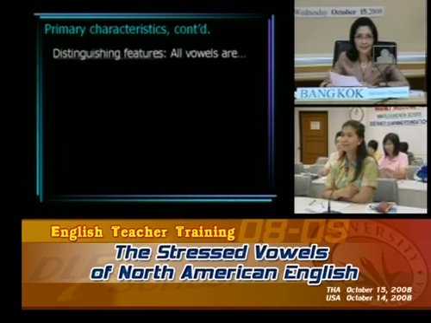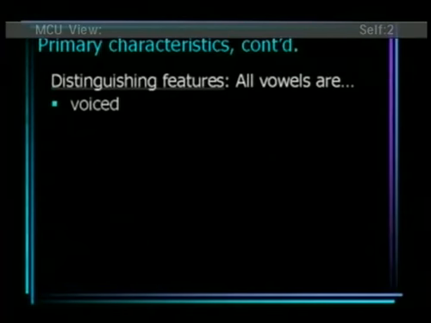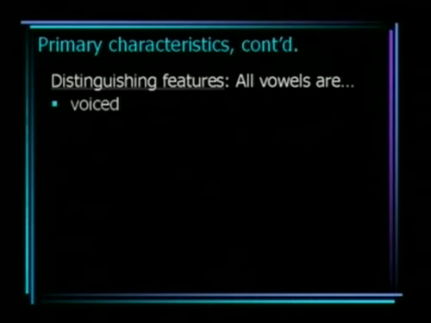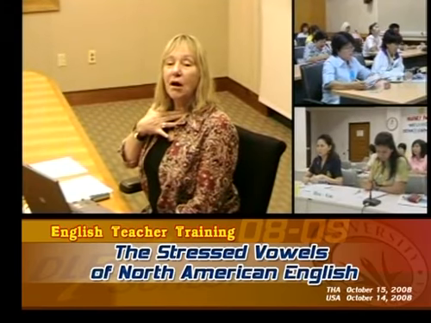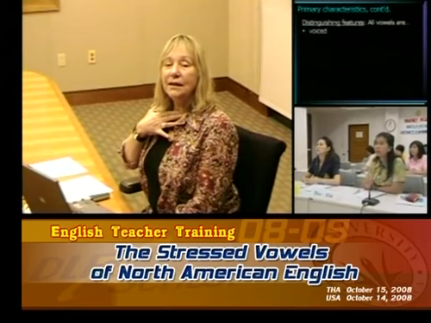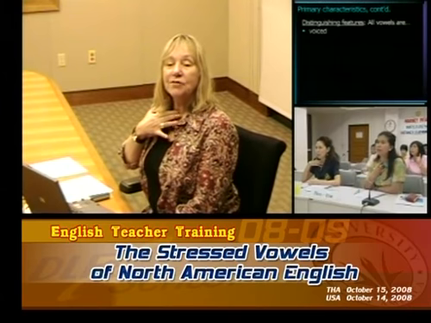Just a few more distinguishing features of vowels. As I said, vowels are kind of complicated. I apologize for that. So all vowels are voiced, as we already mentioned, and that means that the vocal cords are vibrating when you produce a vowel. If you put your hands at the base of your throat and you say ah, e, I, a, you should be able to feel the vocal cords vibrating.